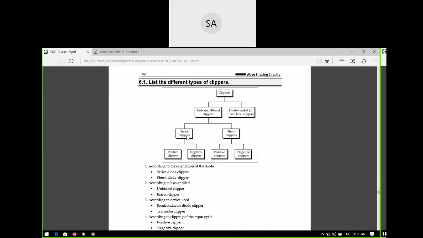Is it clear? Unbiased series positive clipper, one. Unbiased series negative clipper, second one. Biased series positive clipper. Biased series negative clipper. Again, unbiased shunt positive clipper. Unbiased shunt negative clipper. Biased shunt positive clipper, biased shunt negative clipper.